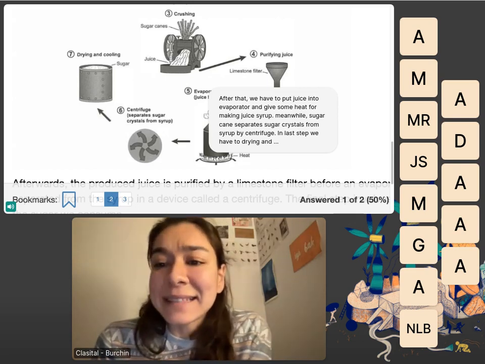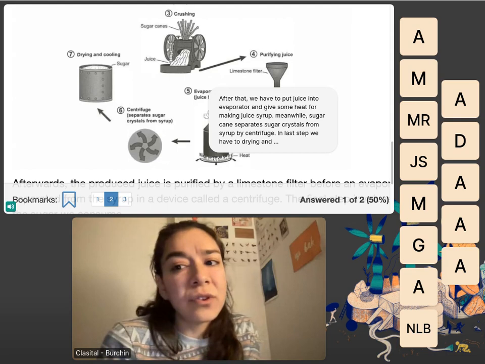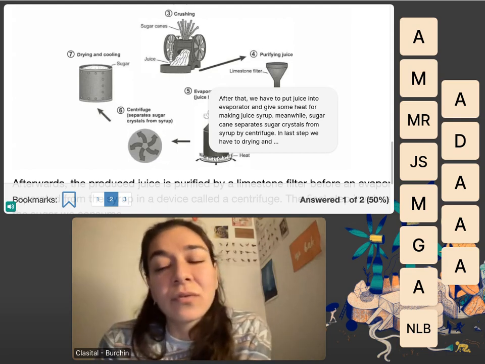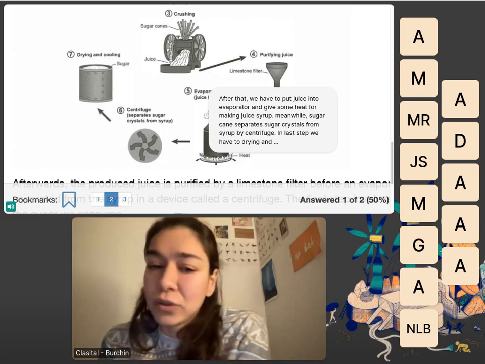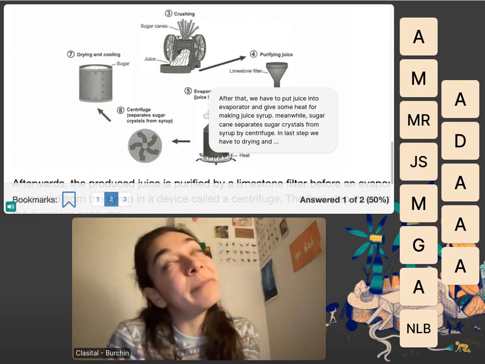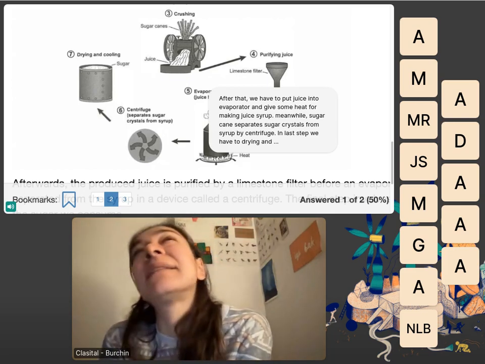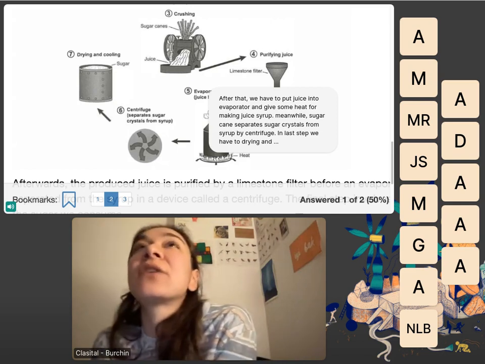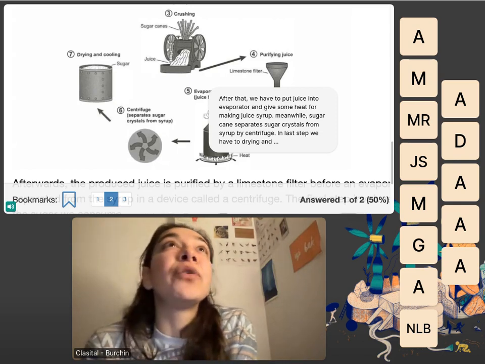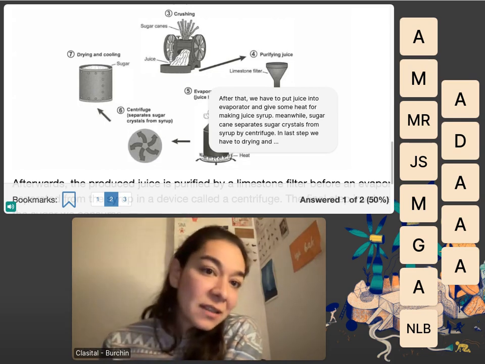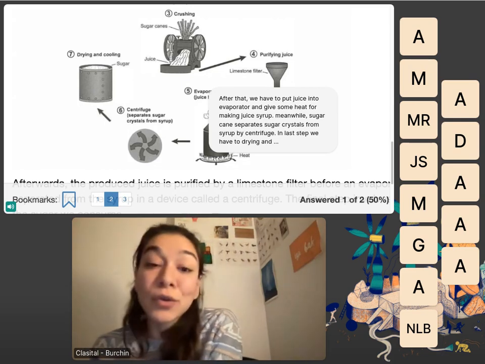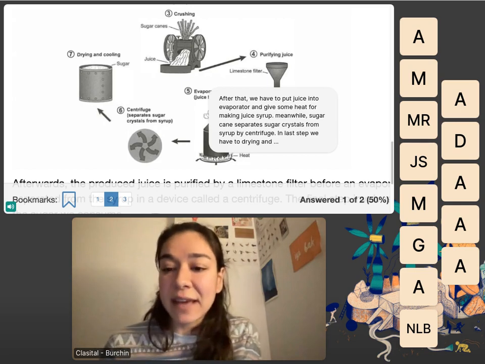In the last step, we have to do drying and cooling. We have to dry and cooling sugar. We have to dry and cool sugar, but as I say, do not use we. It doesn't sound formal. Use passive voice. Then it is ready for use. It is ready for use. It is ready to use. Divya.